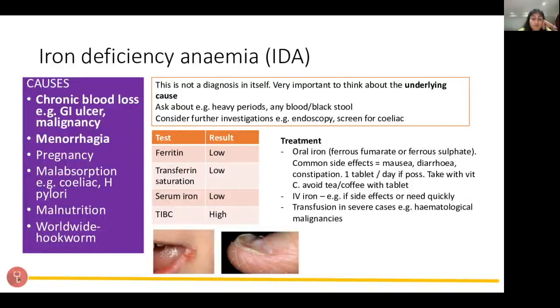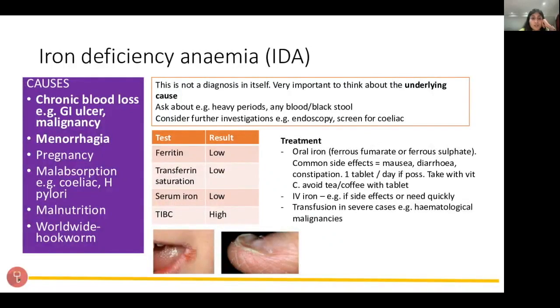Okay, and obviously in relation to all of that, make sure you ask about any blood in the stool and the color of their stools as well, because black stools, we're thinking melena from an upper GI bleed. And then just some other causes. So I've told you about pregnancy causing dilutional anemia, malabsorption, so celiac disease, H. pylori, and just a couple of other things on there.